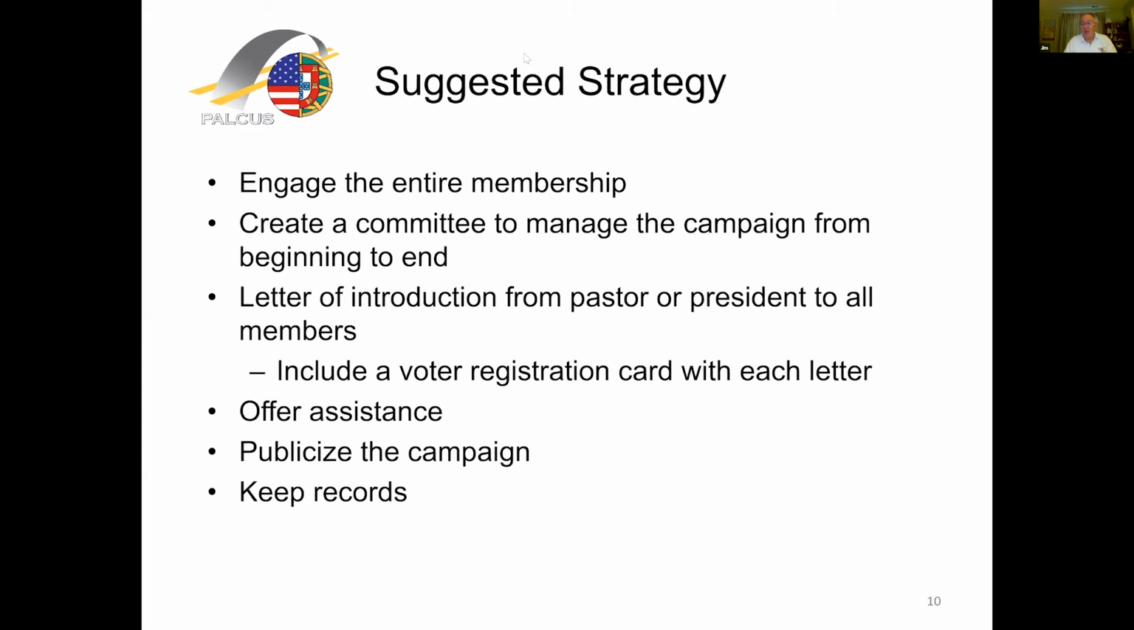If you take on the Rancho Folklorico, make sure that the president and their committee know exactly what you're doing, and they are behind you 100%. Second part is create a committee to manage the campaign from beginning to end.